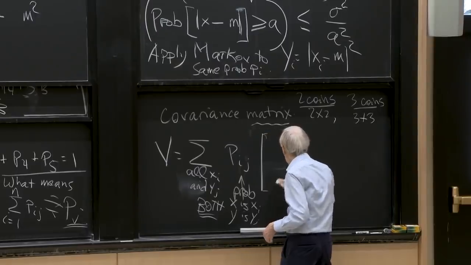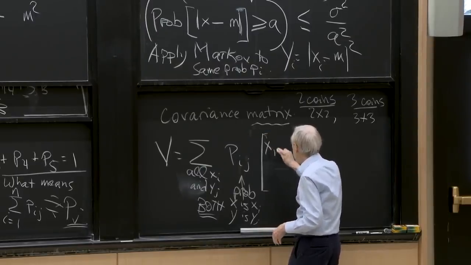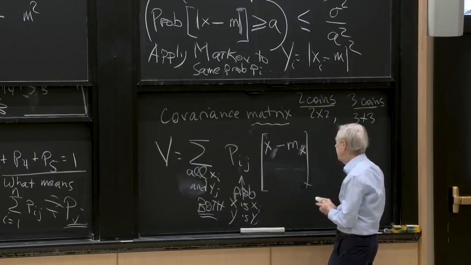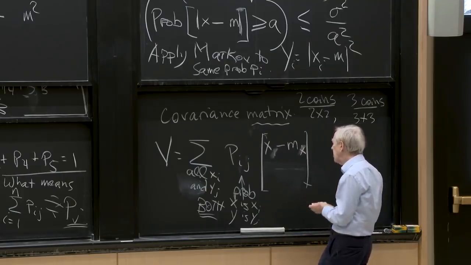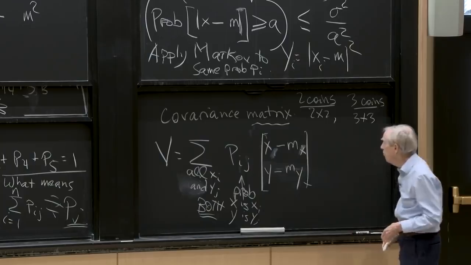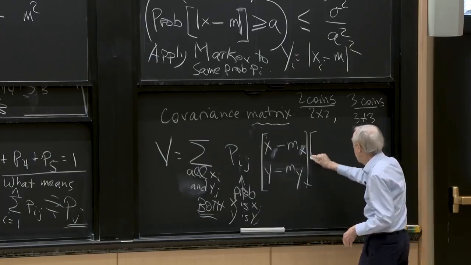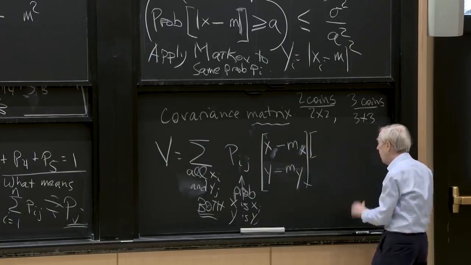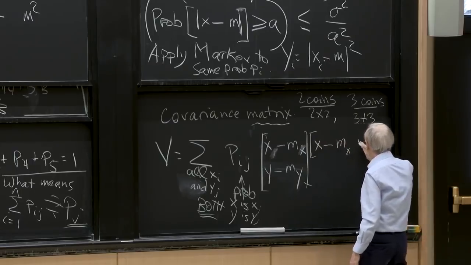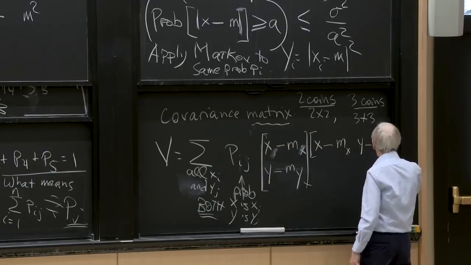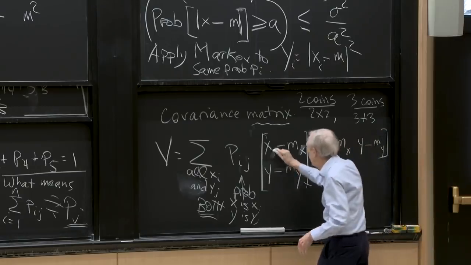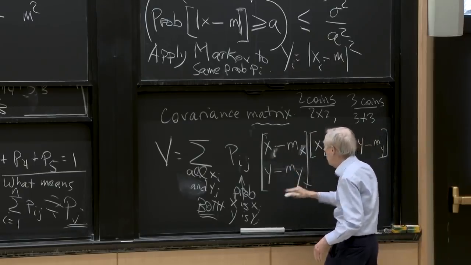So it's going to be, and it should be, the distance between x and the mean of x, mean 1, I could call it, or mean of x, and y, the distance from the mean of y, times, so it's going to be column times row, same: x minus the mean of x, y minus the mean of y, with indices xi, yj.